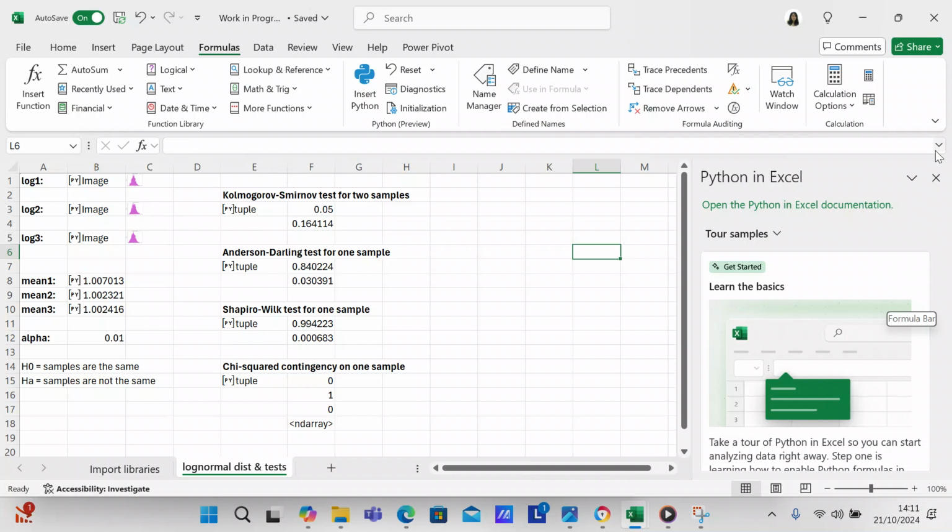But we're going to create 3 log normal distributions. We're going to get the means of those distributions just to see how they compare to each other. I set my alpha to 0.01, and the reason why is because on the Anderson-Darling test, the p-value was 0.03, which was less than 0.05. So I decided to set the alpha at 0.01, which is 1%. So you could set the null hypothesis.